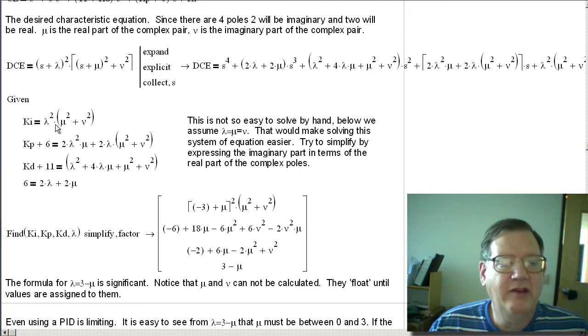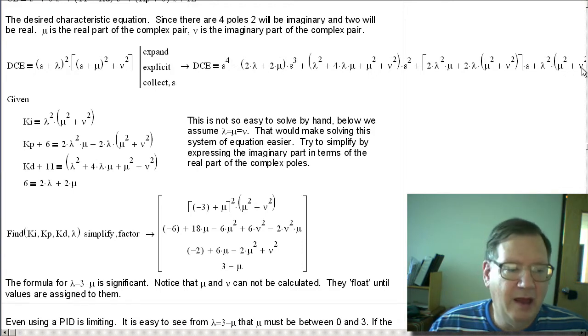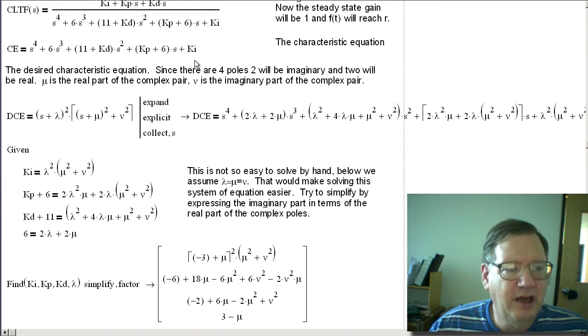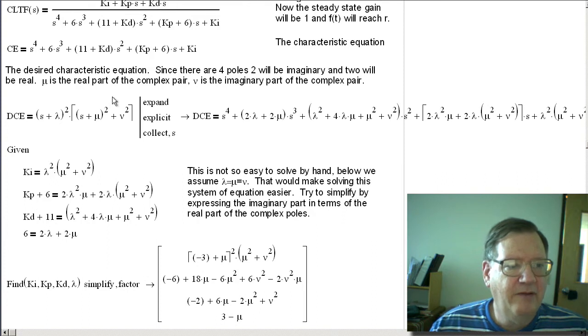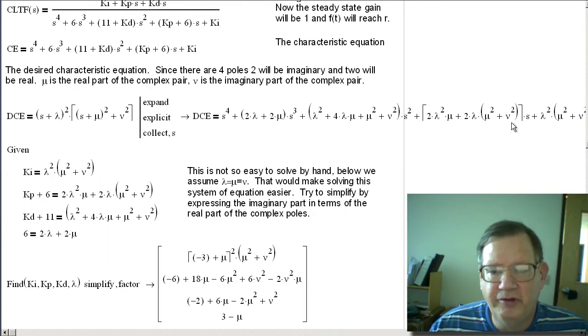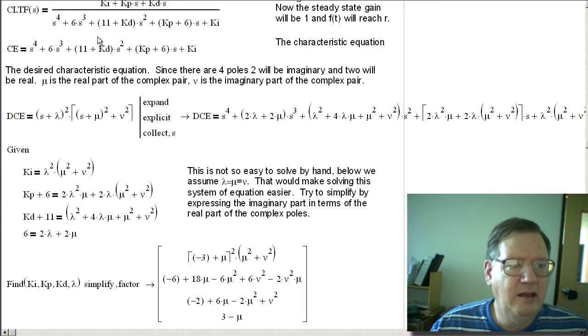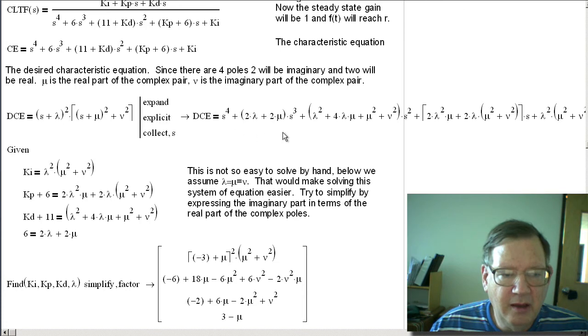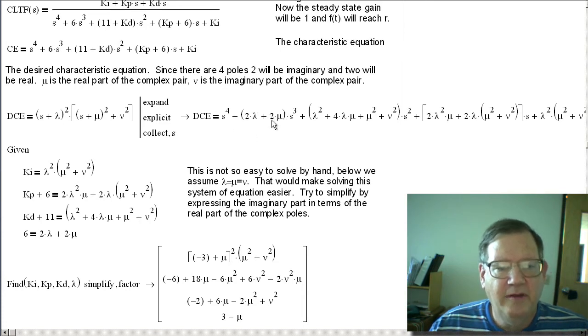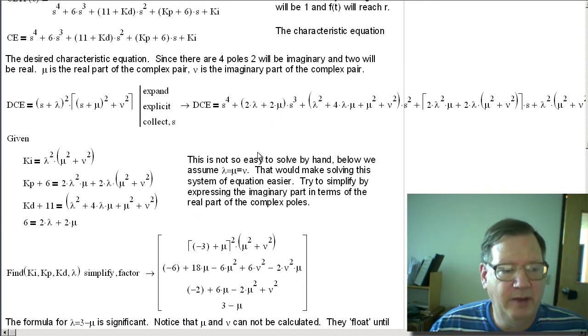So I have ki is equal to lambda squared times mu times nu squared. That's this. And you can see that ki is the characteristic equation here. And then I have kp plus 6 is equal to this term. And kd plus 11 is equal to this. And there's no gain for the 6 is equal to, well, this coefficient. So the fact that we don't have a gain here limits us quite a bit.